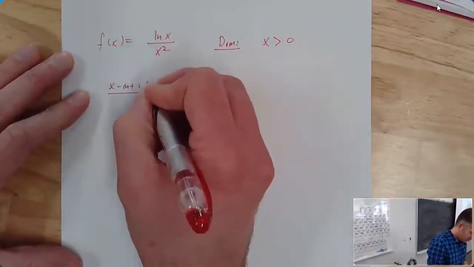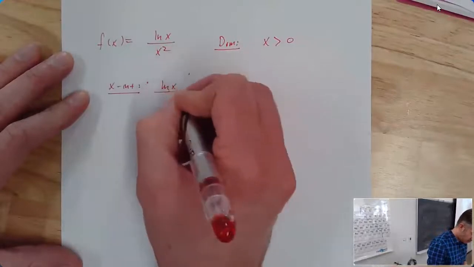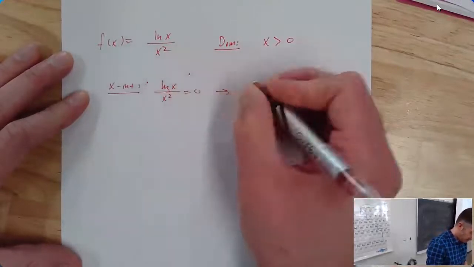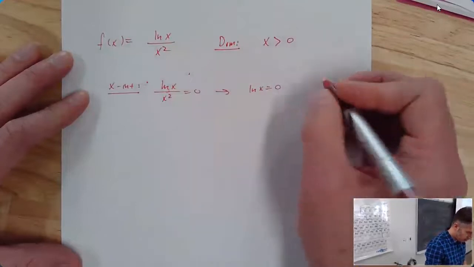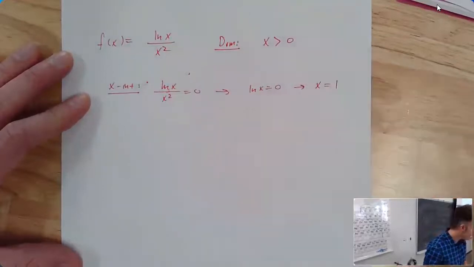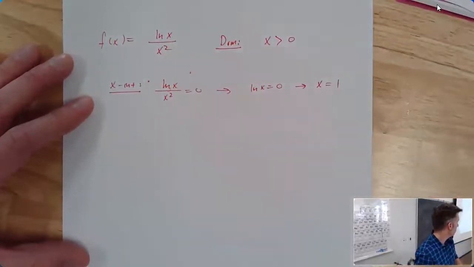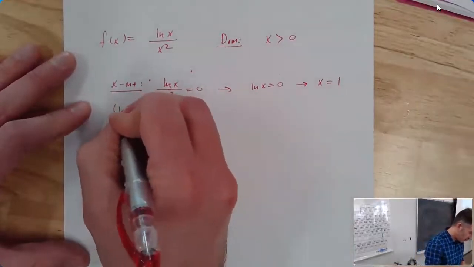So we set the whole thing equal to 0, and we're going to get the natural log of x equal to 0, which means x is going to be 1. It's natural log of 1. So we definitely have an x-intercept at (1, 0).